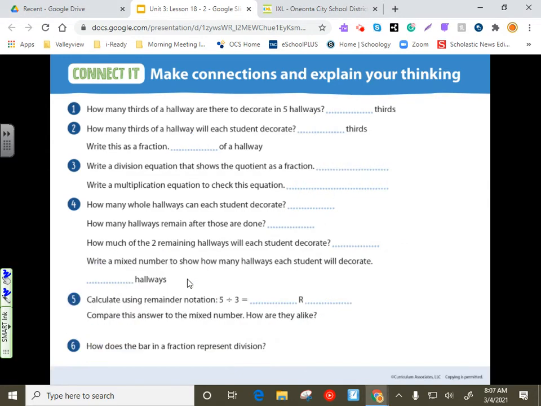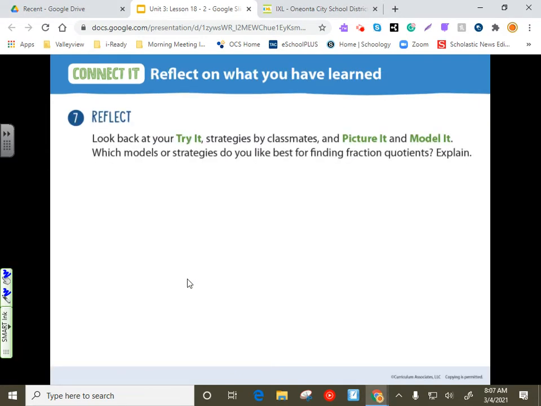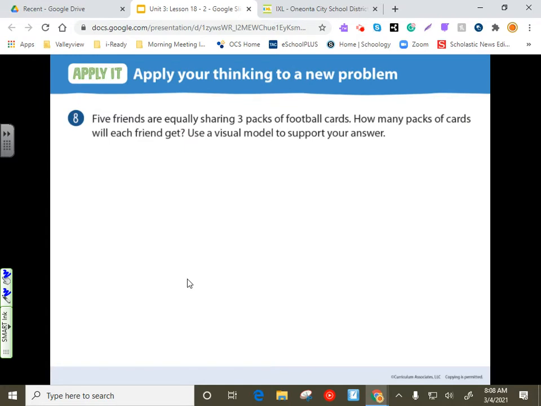Let's practice some. Turn the page. All right, look back at your try it strategies by classmates and picture and model it, the ones we just all talked about. Which models or strategies do you like best for finding fraction quotients? Explain. We're not going to do that one. Skip that one. Okay. 5 friends are equally sharing 3 packs of football cards.